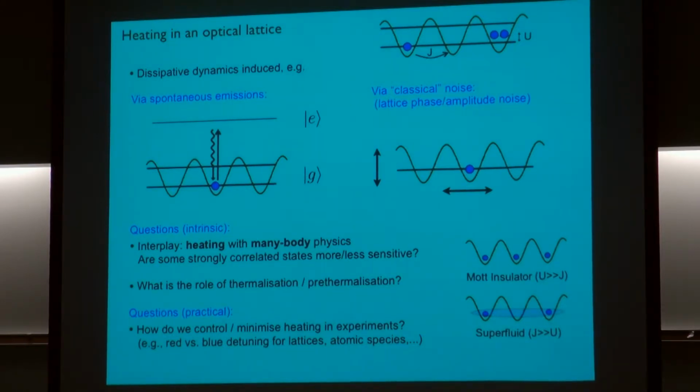And then in the end, by understanding these things, how different many-body states are affected and whether the system thermalizes, we'd then like to answer essentially a practical question, which is how at the end do you make choices in an experiment to help you control or minimize the heating in those experiments.